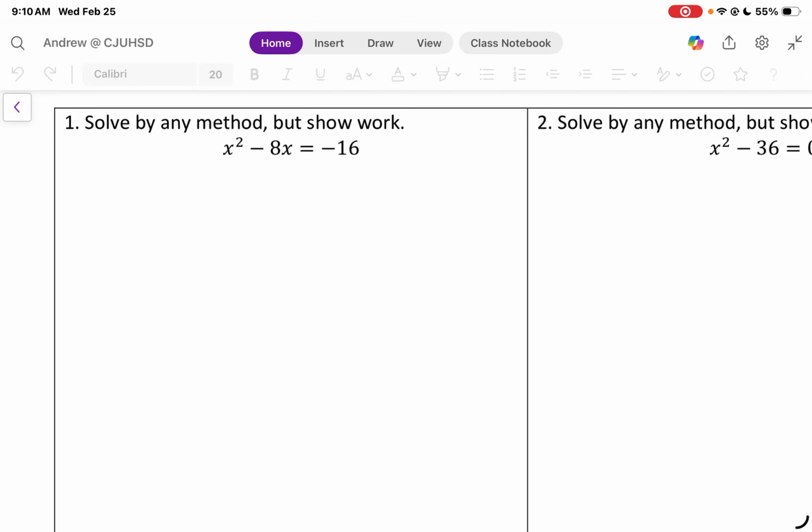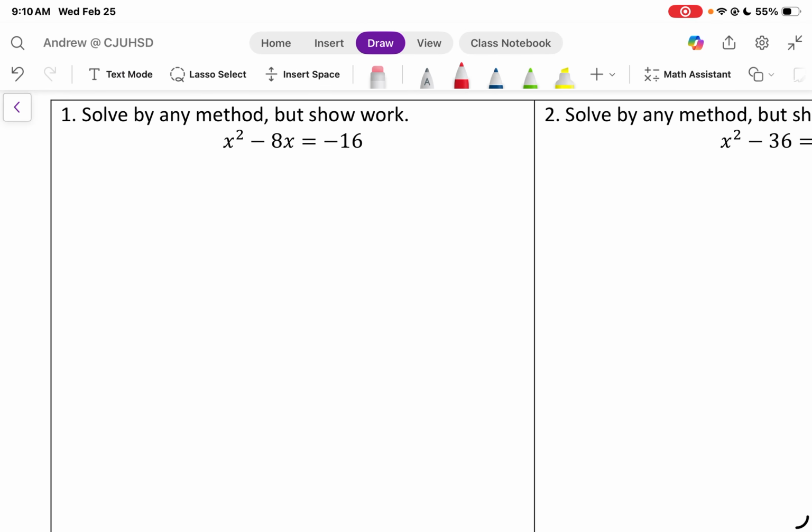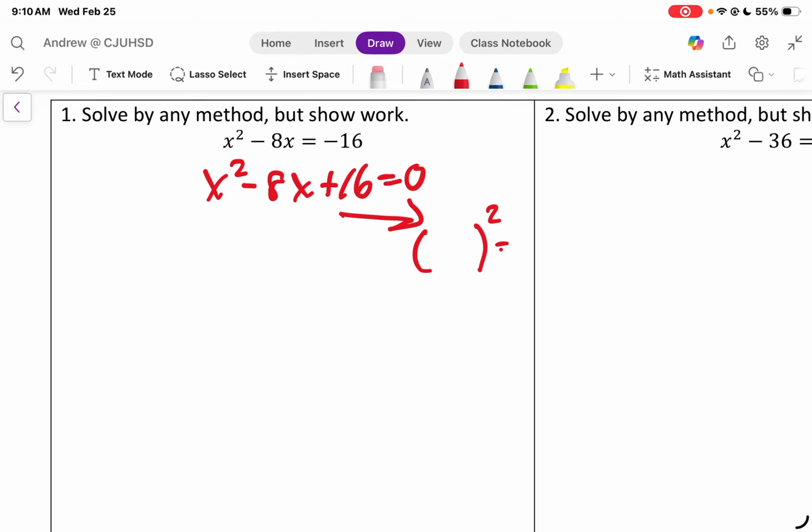So on number 1, if you brought the negative 16 over, you're going to have to do this anyway, no matter which method you use. So x squared minus 8x plus 16 equals 0. I recognize that that can be factored. That's a perfect square. So just off to the side here, I'm going to make a note that it's a square equaling 0, and what goes in the square is half of negative 8x, so minus 4. That means my solutions should be 4 with a multiplicity of 2.